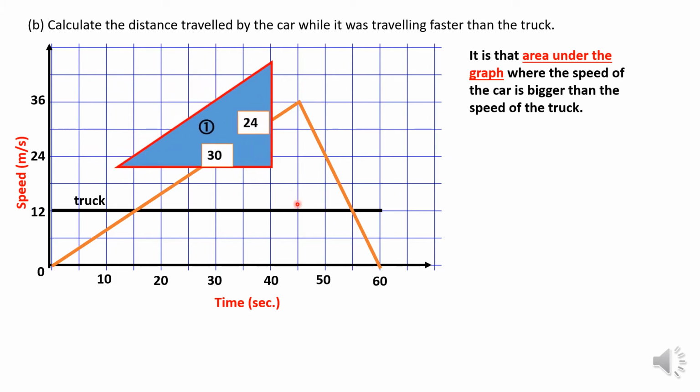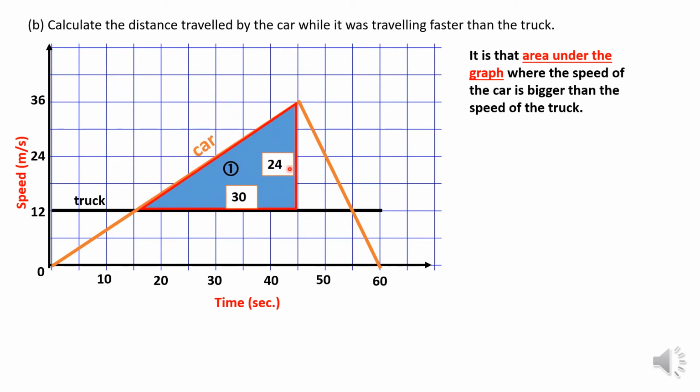Okay, so I have done it in this way. I took a right angle triangle here, so I know this is 30, and you can calculate this 30 by taking 45 minus 15. It's very important that you know what one small square represents. On the other side, I get 360 meters. Remember, the formula to calculate the area of a triangle is half times the base times the height.